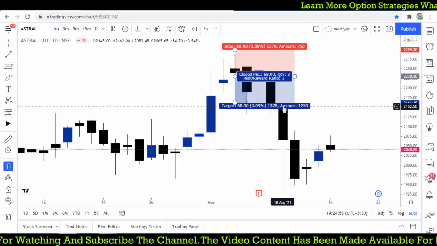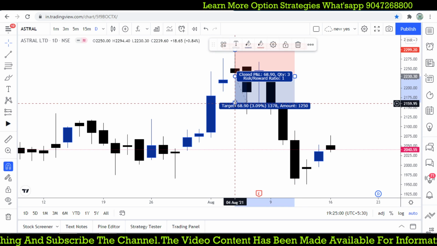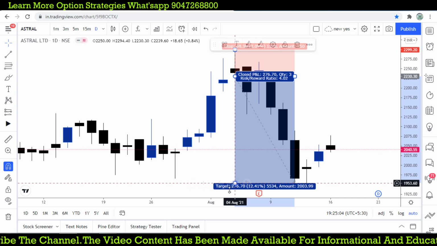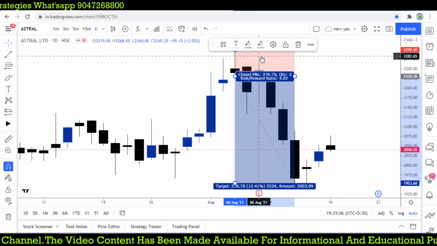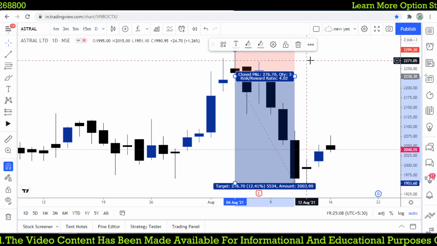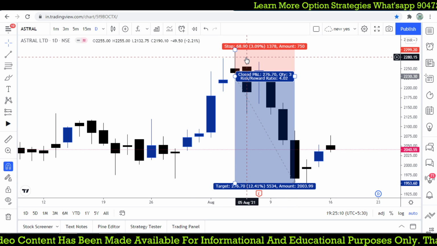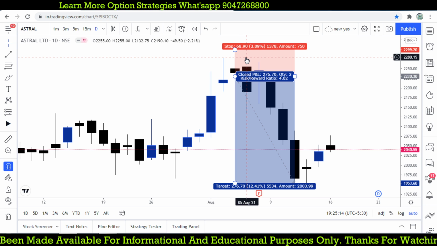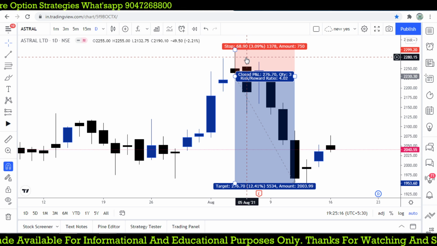And if you make 1:2 also, that is working very well, right? Now the market moves towards it. The percentage you are taking as risk for the trade is somewhere around 3%, and now the stock has moved more than 12% from that particular high point.